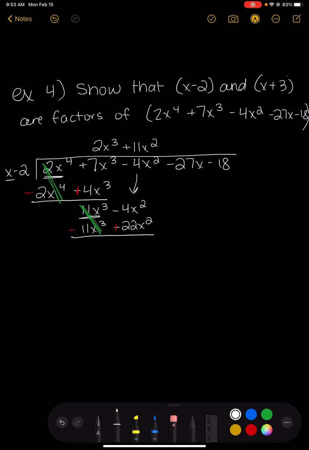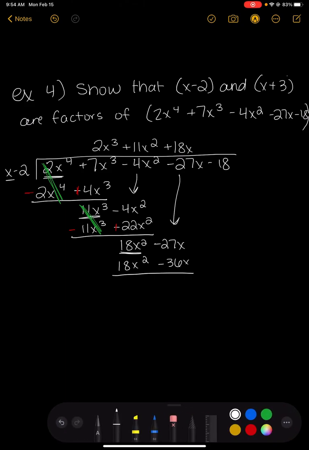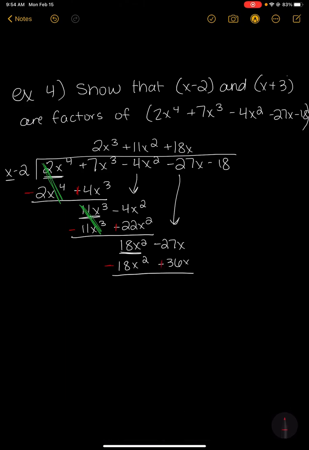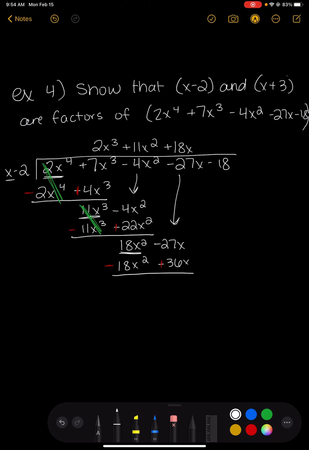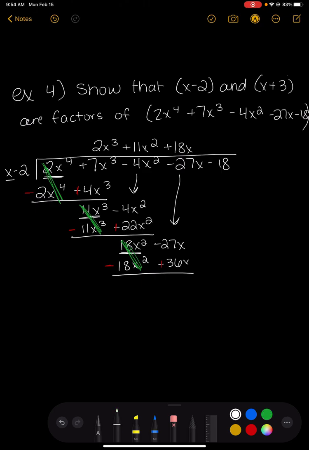Negative 4x squared plus 22x squared is a positive 18x squared. Bring down my negative 27x. All right, x times what gives me 18x squared? That would be a positive 18x. When I multiply 18x by x, I get an 18x squared. 18x times a negative 2 is a minus 36x. Draw my line, subtract. All the signs are opposite. So my first terms cancel, and I've got negative 27x plus 36x.